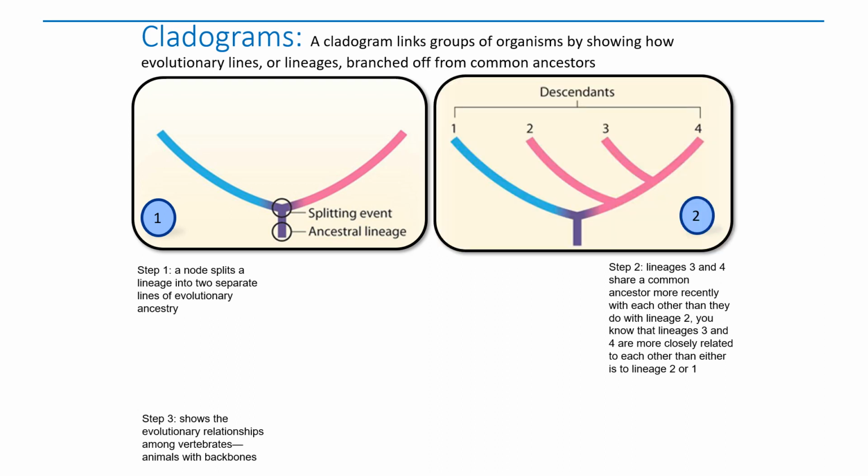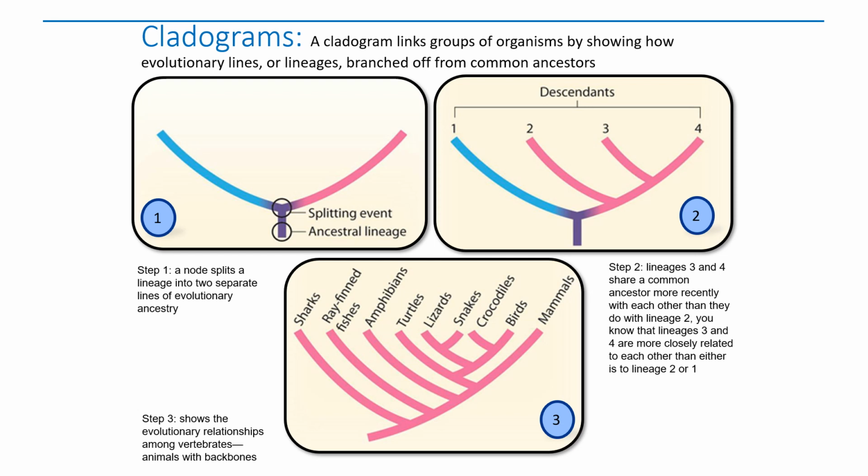In this case, in the second picture, we are showing how that common ancestor led to many descendants, and it's showing 4 groups of descendants. And so in this part, the lineages 3 and 4 are sharing a common ancestor more recently with each other than they do with lineage 2. And then you can see that lineage 3 and 4 are more closely related than they would be to 1 or 2.